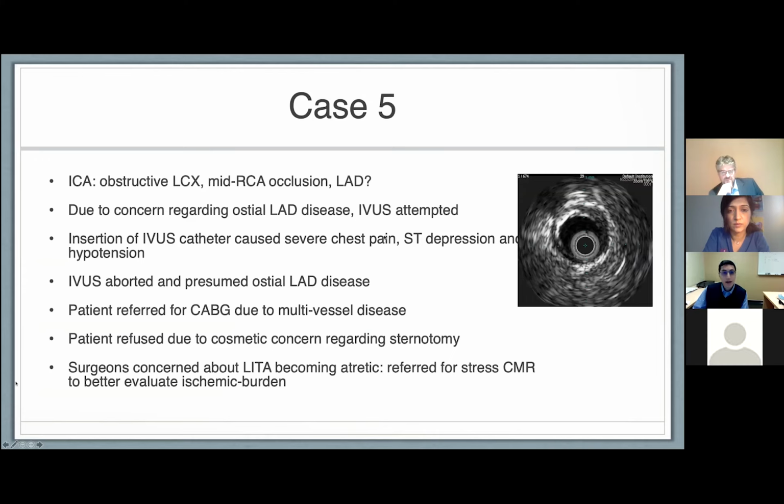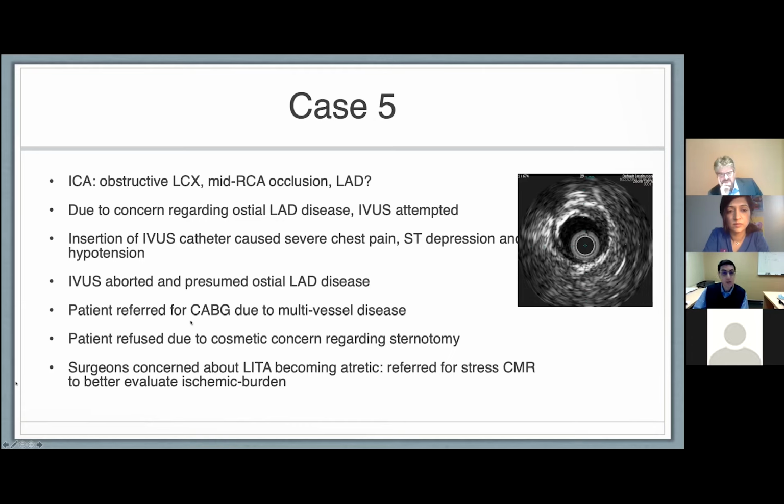However, at the time of the cardiac catheterization, there was also concern by the angiographer in regards to the ostial LAD portion of the coronary artery. And in order to further assess that, an intravascular ultrasound was actually attempted. And when the IVUS catheter was inserted, the patient developed severe chest pain. There was diffuse ST depression on the monitor, and the patient became hypotensive. So the IVUS was aborted, and the angiographer presumed, excuse me, ostial LAD disease.